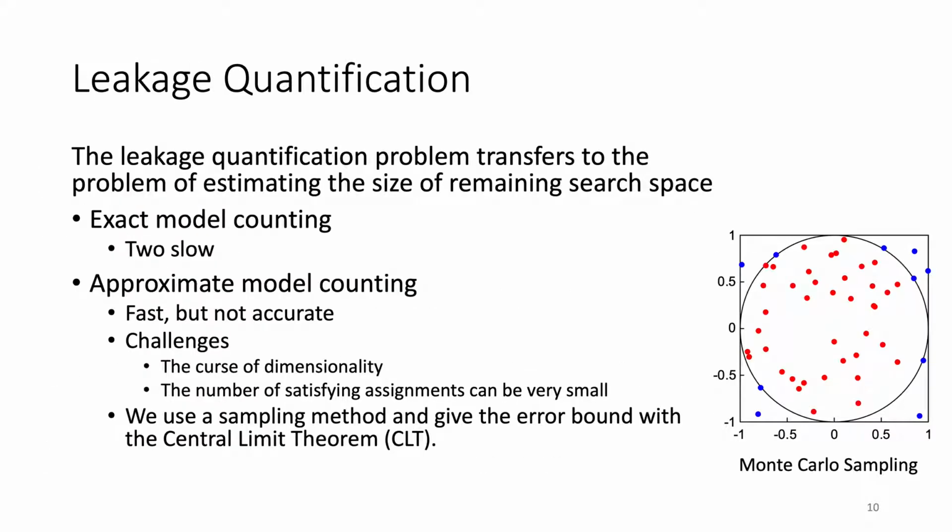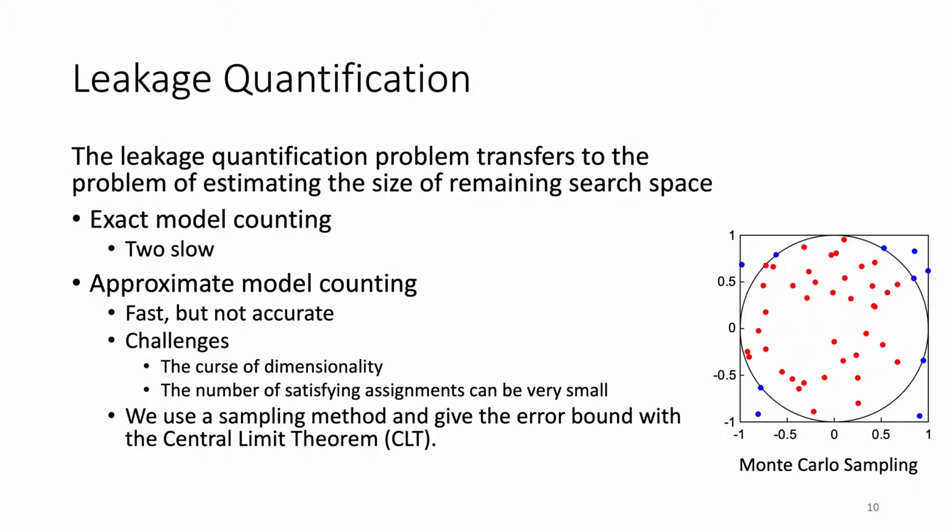In many situations, the size of the initial search space is known, so the problem is to quantify the size of the remaining search space. It is a problem called model counting. There are two kinds of model counting. The first kind is called exact model counting. Exact model counting is slow and not scalable.